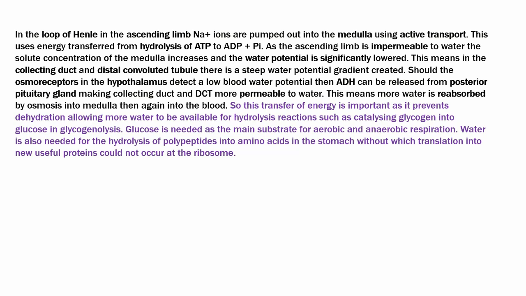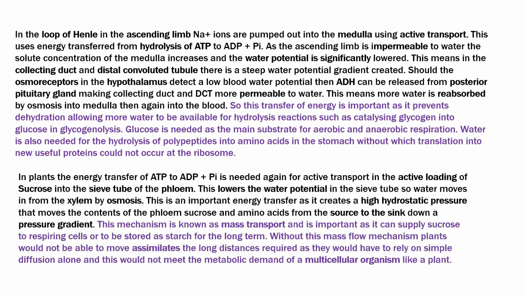So this energy transfer that we talked about, ATP to ADP plus Pi, was really important because it allows more water to be reabsorbed into the blood. So you're less likely to be dehydrated, which means you have more water available for hydrolysis reactions, catalyzing glycogen to glucose in glycogenolysis, and breaking down proteins or polypeptides in the stomach into amino acids so that we can then use them in translation to make our own proteins. So that's all super, super important.